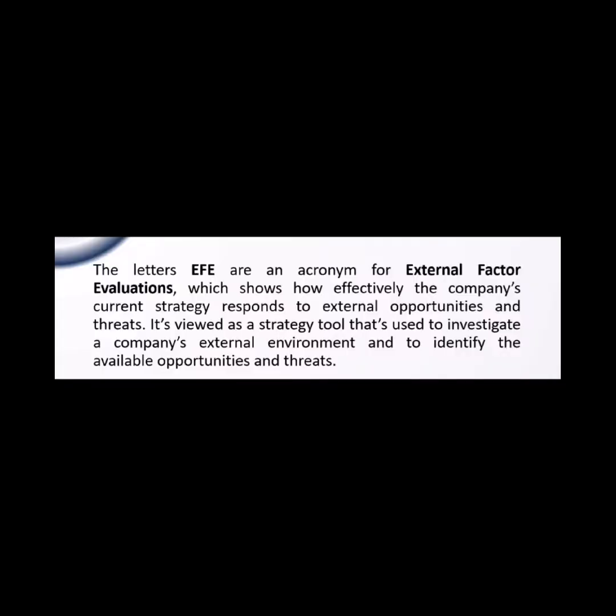So what is the EFE matrix? The letters EFE are the acronym for External Factor Evaluation, which shows how effectively the company's current strategy responds to external opportunities and threats. It's viewed as a strategic tool used to investigate a company's external environment and to identify the available opportunities and threats.